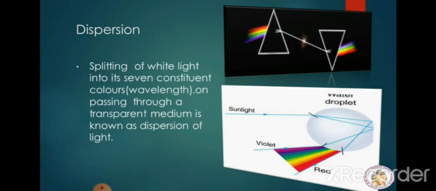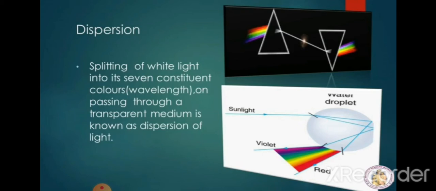You can also recall Newton's disc experiment which you studied in 7th standard. Splitting of white light into its 7 constituent colors on passing through a transparent medium is known as dispersion of light. Why does dispersion occur?